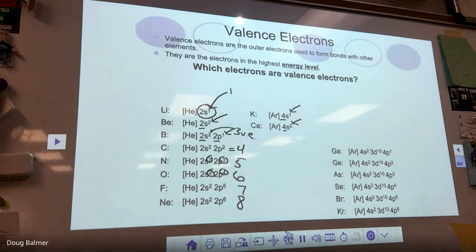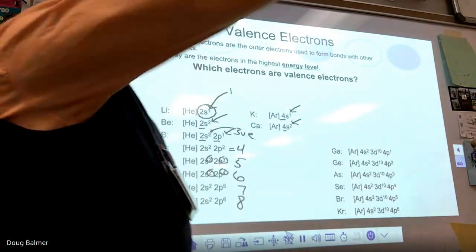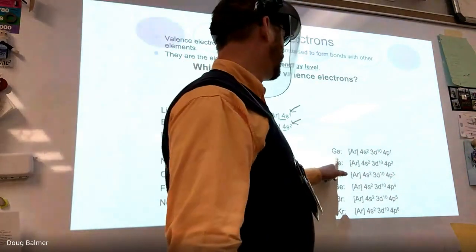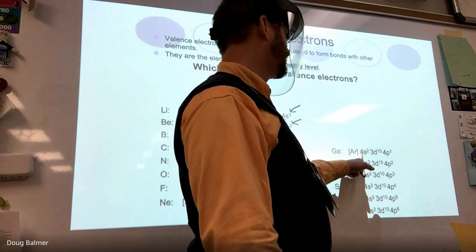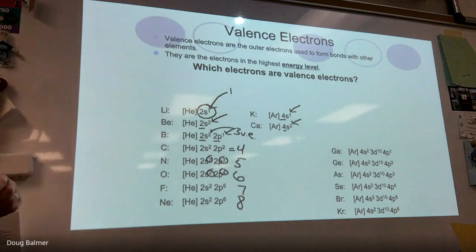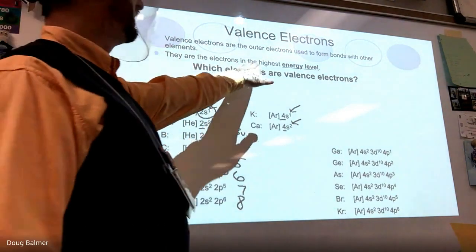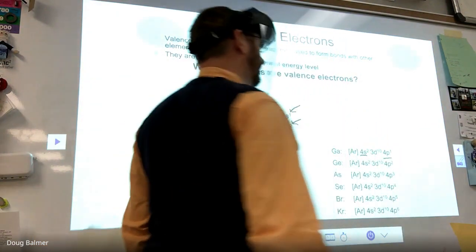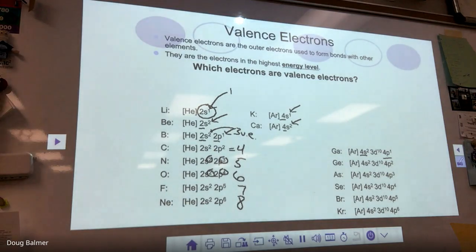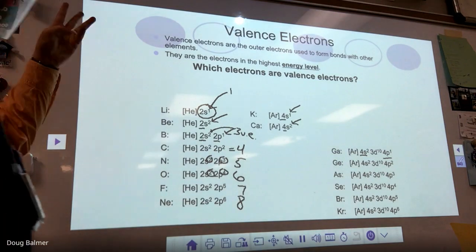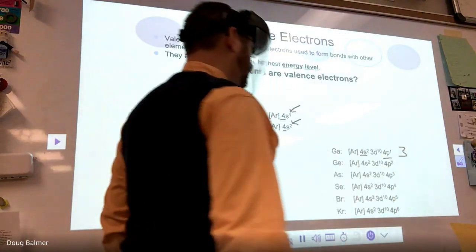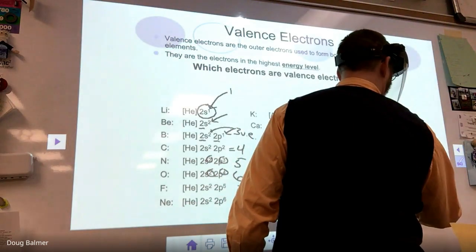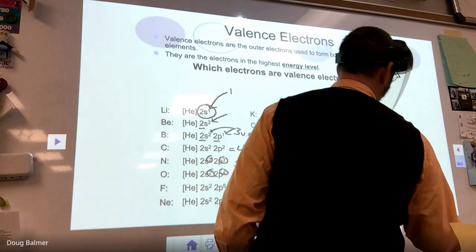All right, if we take a look, we're going to skip some elements. You'll see why in a second. We're kind of leaving out the middle of the periodic table there. But let's hop all the way over to element 31, gallium. Which is the highest energy level? Energy level 4 or energy level 3? Energy level 4. And this says valence electrons are the electrons in the highest energy level. So we're only going to count energy level 4 electrons. How many valence electrons would gallium have? 3. There you go. Germanium would have 4. 2 plus 2 would be 4. Arsenic would have 5, then 6, then 7, then 8.